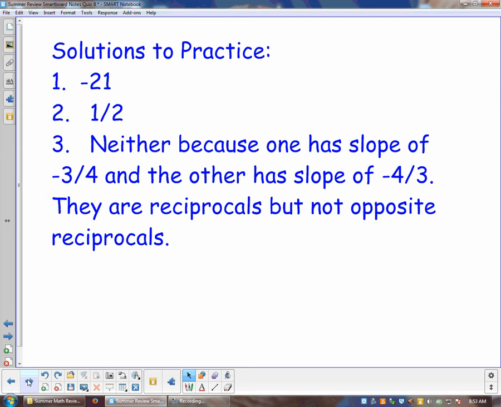So it's not parallel, it's not perpendicular, it's neither, because one line had a slope of negative 3/4 and the other had a slope of negative 4/3. They are reciprocals, but they're not opposite reciprocals, so they're going to be neither.